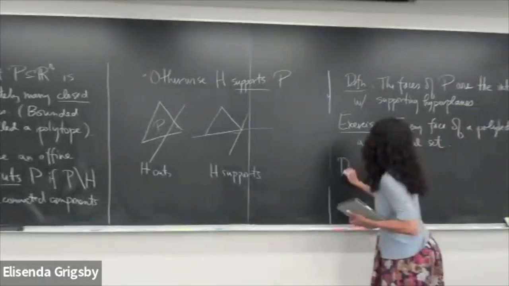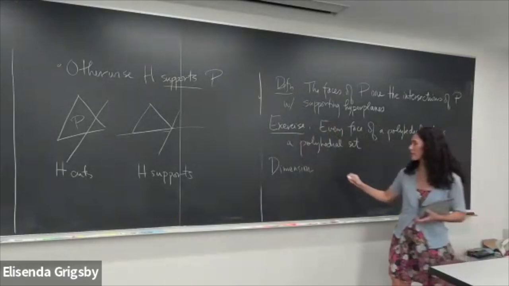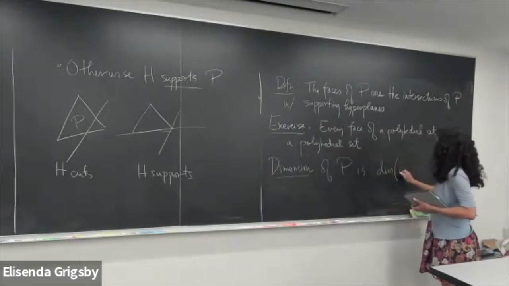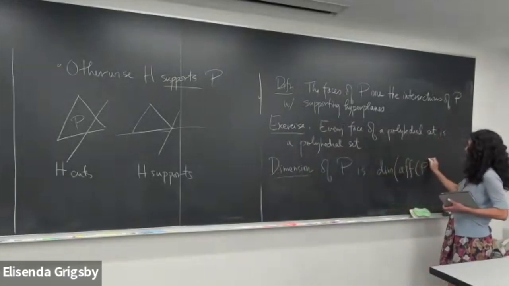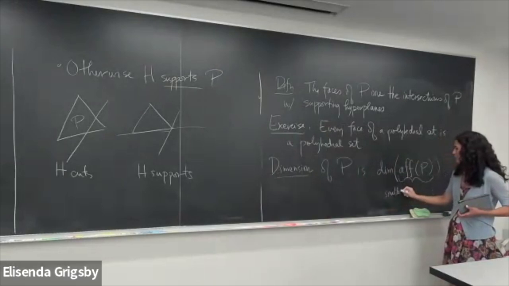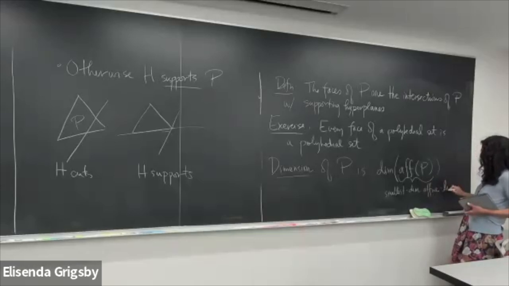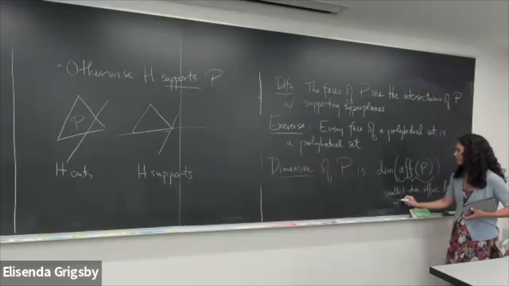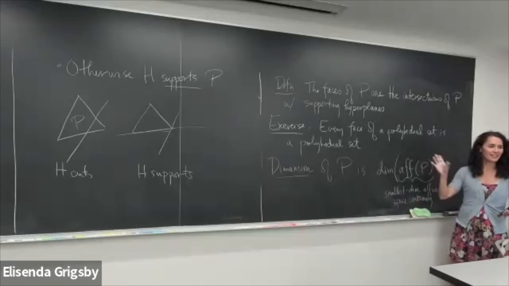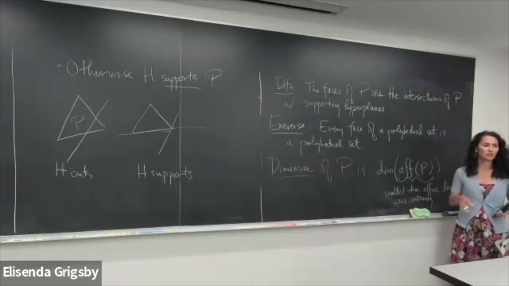I should also say that polyhedral sets can have various dimensions. The dimension of a polyhedral set is the dimension of its affine hull, where the affine hull is just the smallest dimensional affine linear space containing it. This is like the geometric representation of linear inequalities. That's what you are studying when you're studying polyhedral sets.